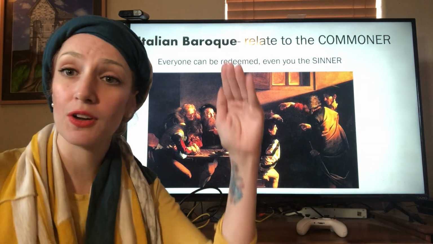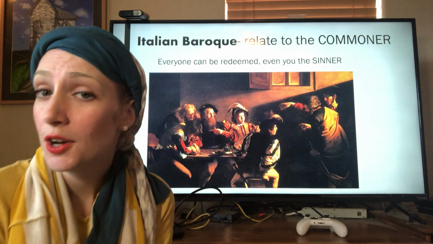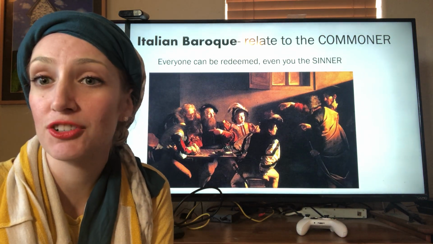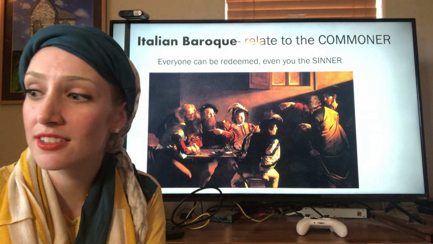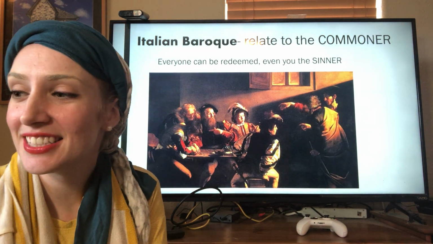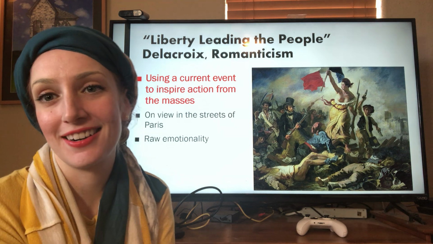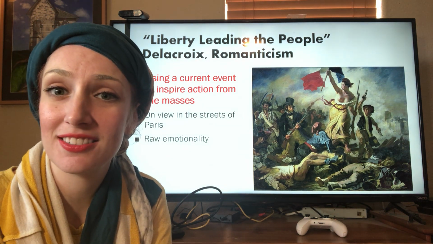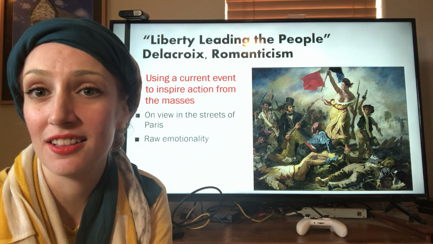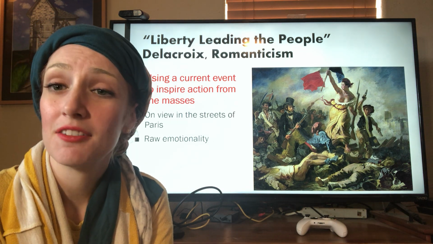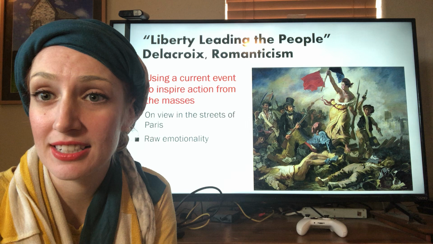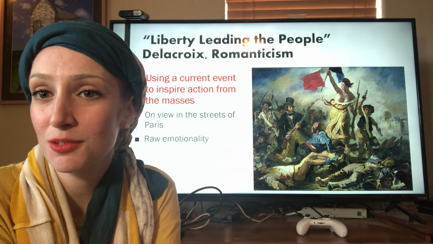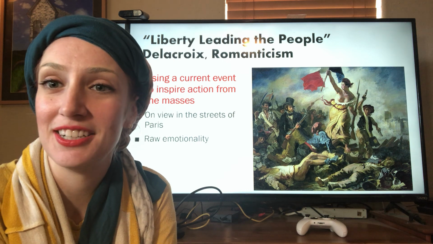With the Italian Baroque, we sort of bring that down a bit, where instead of relating to just the one viewer, the patron or the commissioner, now we're relating to the commoner. And we see that developed even more during the Romantic period. Now, Delacroix has some concepts of the vernacular in Liberty Leading the People. First of all, this was a current event for the time. It wasn't distant history, it wasn't an imagined location, and this was sort of his impression of it, his emotion.